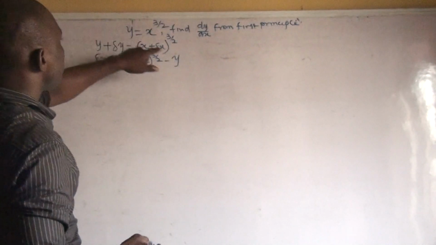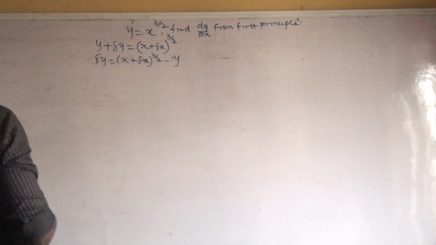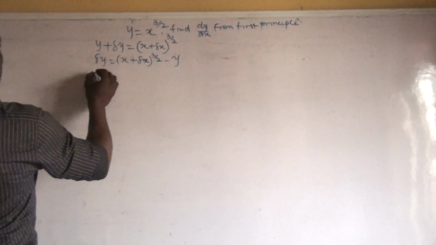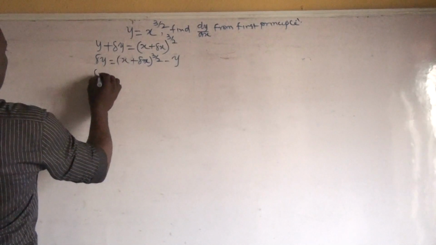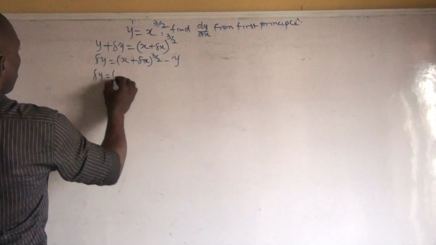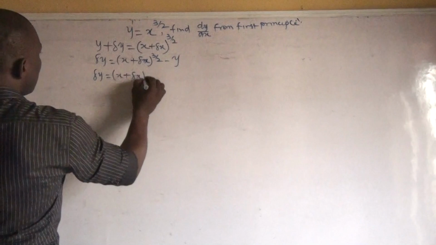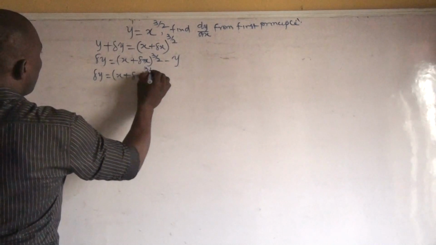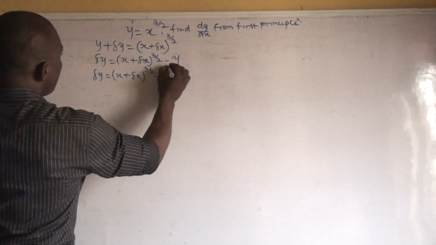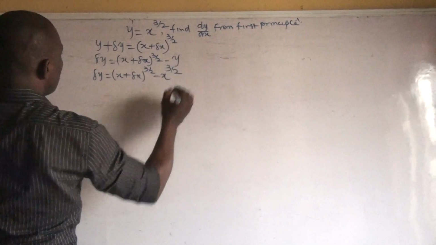And we know that y is this, so we put y is equal to x raised to power 3 over 2, so that delta y is equal to open bracket x plus delta x all raised to power 3 over 2 minus x raised to power 3 over 2.